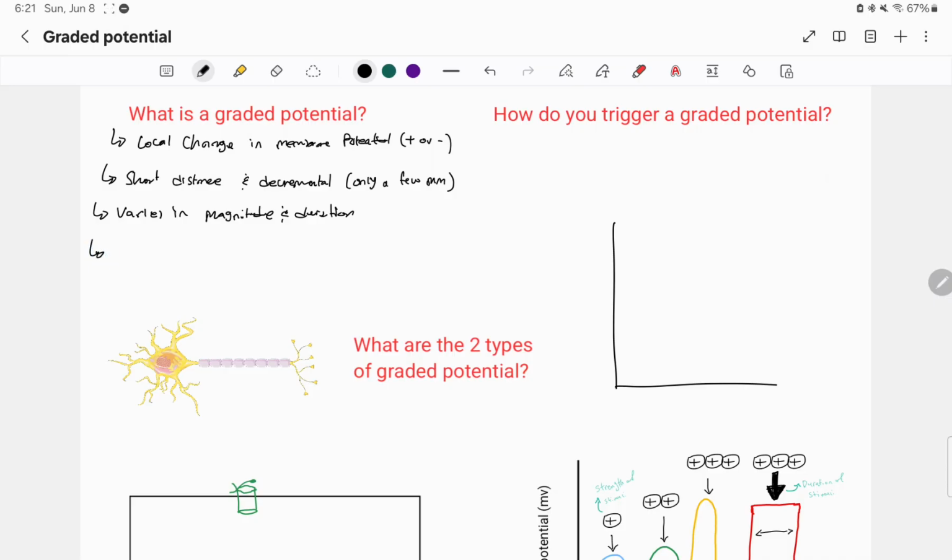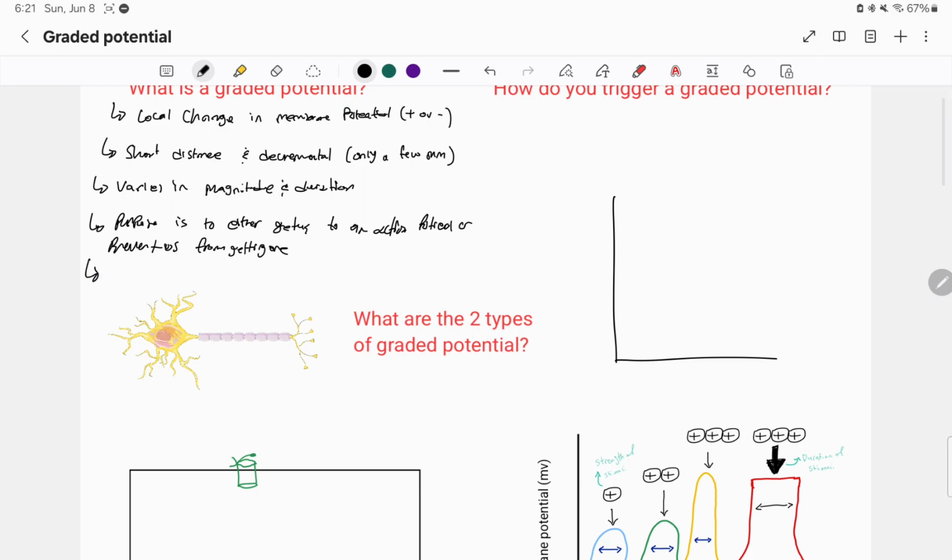Its purpose, its job, is to either get us to an action potential or prevent us from getting one. Great.